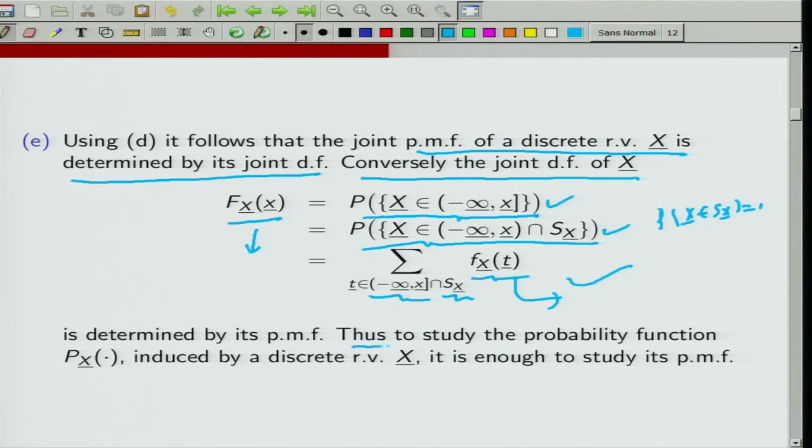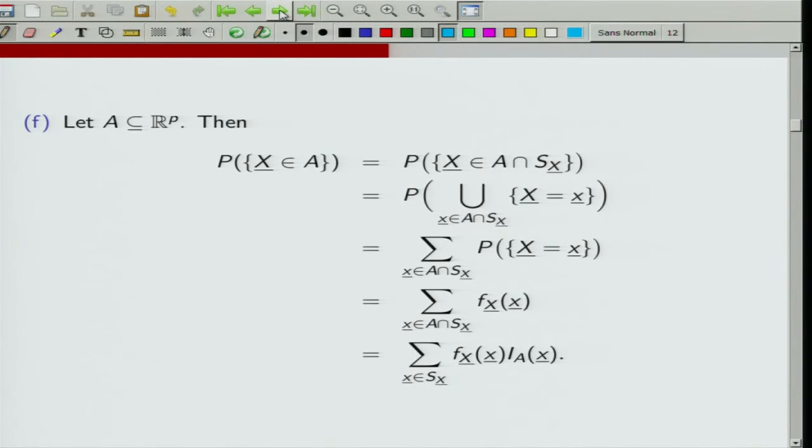So, to study the probability function p_X induced by a discrete random variable X, it is enough to study its probability mass function. Now, let A be any subset of R^p, and suppose I am interested in the probability that X belongs to A. Again, A may not be countable, so I write this as the probability that X belongs to A intersection S_X.